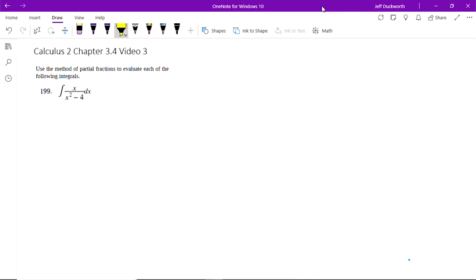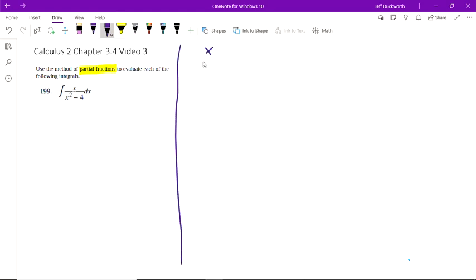All right, so this problem wants us to use partial fractions to evaluate the following integral. This is actually something we can do with a pretty easy u substitution, which I'll do at the end, but let's try it the way they want it. All right, so let's start over here.